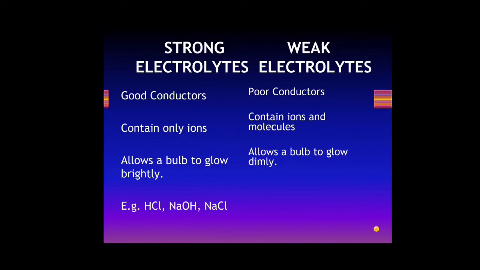Now weak electrolytes allow a bulb to glow but dimly. So in weak electrolytes the bulb will glow but it will glow very dimly. Examples: carbonic acid, ammonium hydroxide and lead acetate.